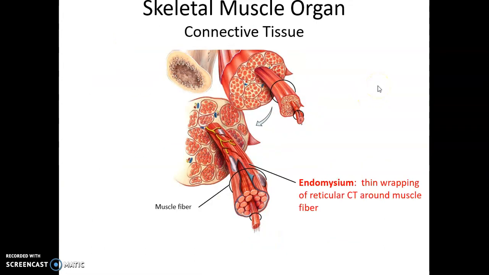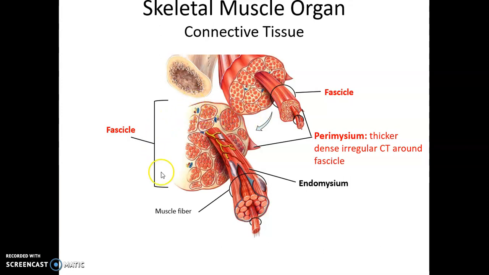There are also sheets of connective tissue found throughout the length of the muscle organ. There is endomysium. Endomysium is a thin wrapping of reticular connective tissue around each muscle fiber. So every skeletal muscle cell has a thin wrapping of reticular connective tissue around it called the endomysium.